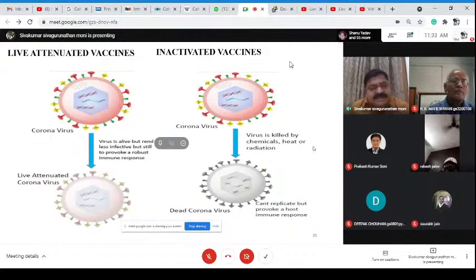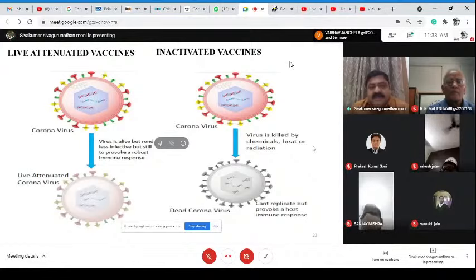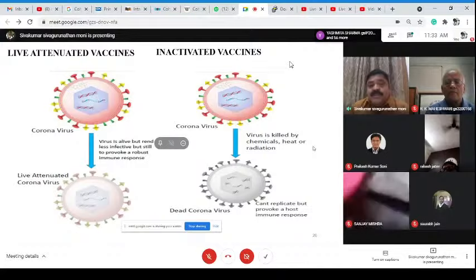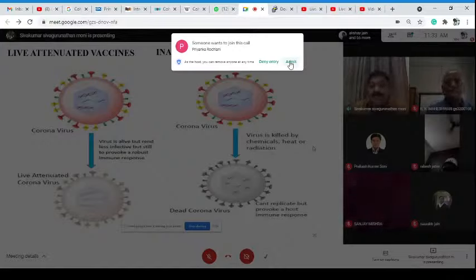Live attenuated vaccines, you know, the virulent property has been reduced, and the antigenicity remains the same by means of some chemical treatment. It is not the actual pathogenic virus, but the antigenicity remains the same. So the attenuation here, reducing the virulence property, is much more important, so that it should not create pathogenesis while immunizing, after immunization.